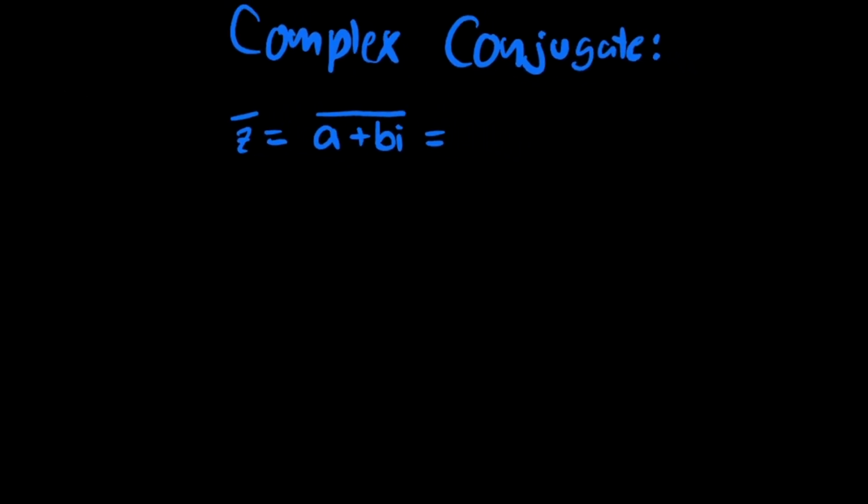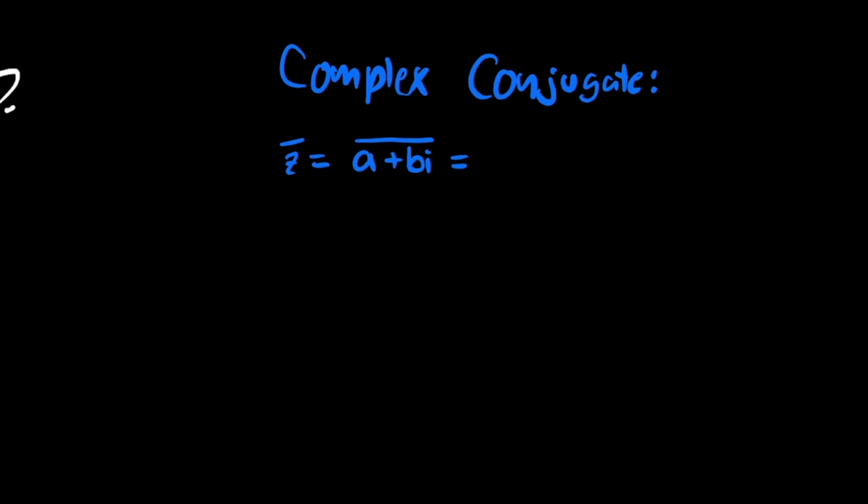So let's take a look at that. It's basically going to be a minus bi, right? That's pretty much how it works. A minus bi, and that's it. So it's not that difficult to understand. Now, another example would be 3 plus 2i. The complex conjugate would be 3 minus 2i.